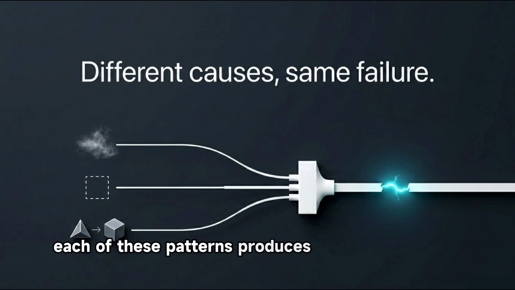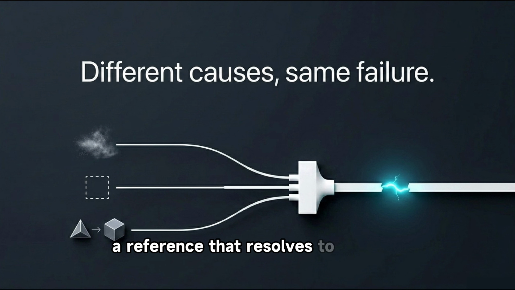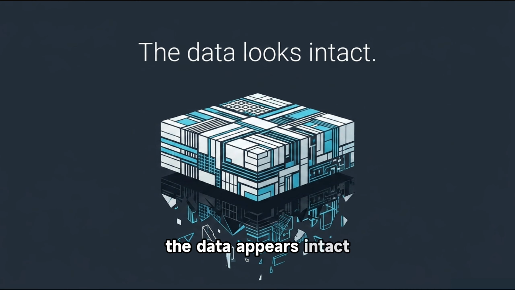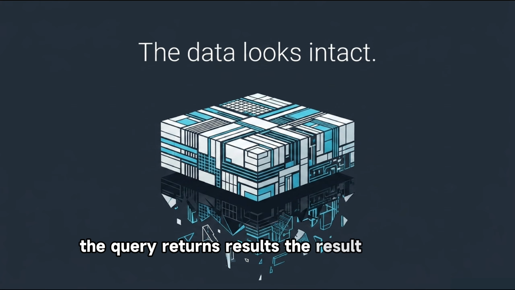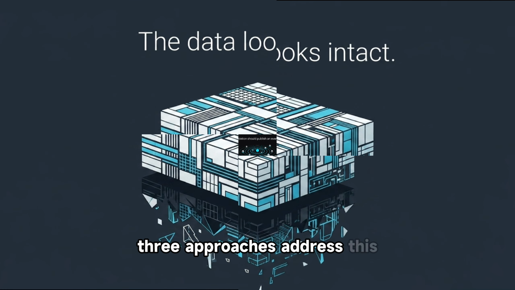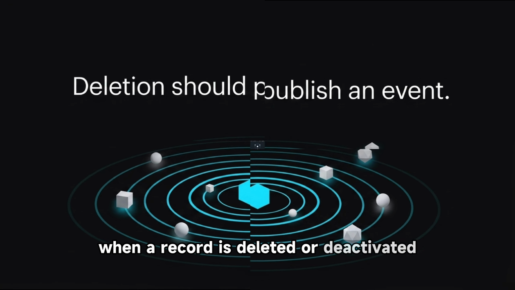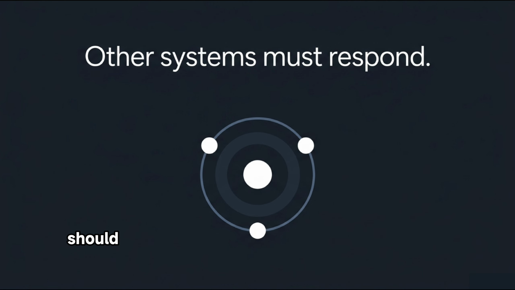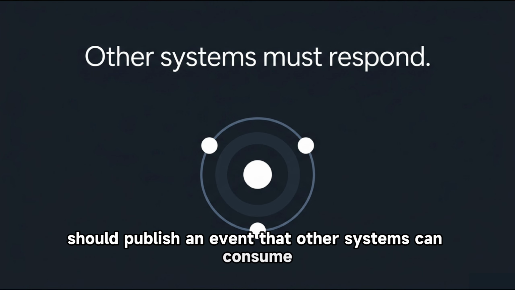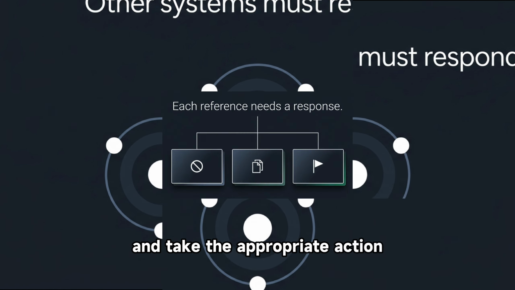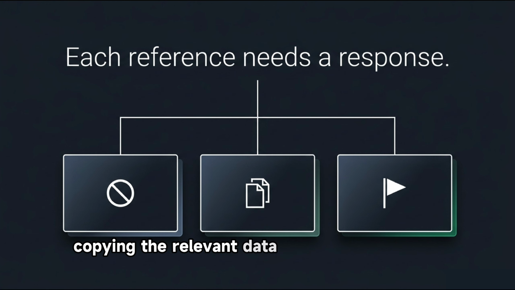Each of these patterns produces the same outcome: a reference that resolves to a target, but does not resolve to a meaningful relationship. The data appears intact. The query returns results. The result is wrong. 3 approaches address this. The first is event-driven deletion. When a record is deleted or deactivated, the system responsible for that record should publish an event that other systems can consume. Referencing systems receive the event, locate their own records that point to the deleted entity, and take the appropriate action, nulling the reference, copying the relevant data before it disappears, or flagging their own records for review.